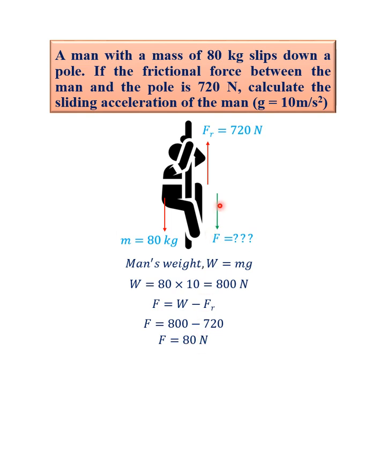Now that we know the force that is pulling the man down, we can find the sliding acceleration of the man. We know generally that force equals mass times acceleration. Since we are looking for acceleration a, let's make it the subject of the formula by dividing both sides by m, and that becomes a equals F over m. The force pulling the man down is 80. We've calculated it. 80 divided by the mass of the man, also 80, gives us 1 meter per second squared as the answer. So the sliding acceleration of the man is 1 meter per second squared.